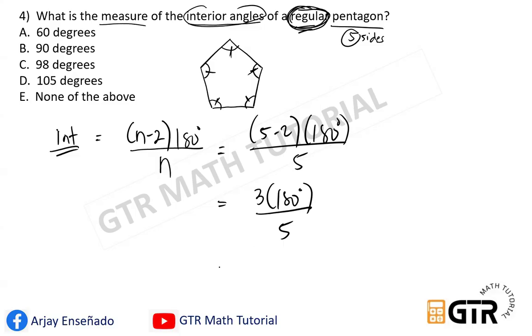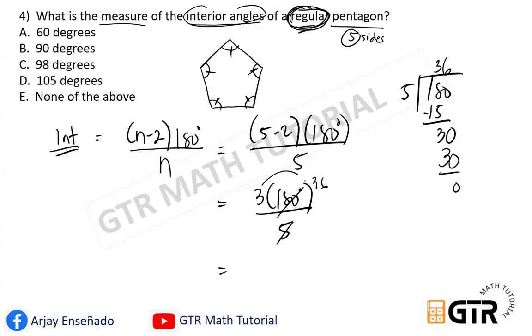We can divide this first, 180 divided by 5. Let's do that manually. 18 divided by 5, we have 3. 3 times 5 is 15. Subtract, we have 3. Bring down 0. 30 divided by 5 is equal to 6. 6 times 5 is equal to 30. So therefore, this now becomes 36.